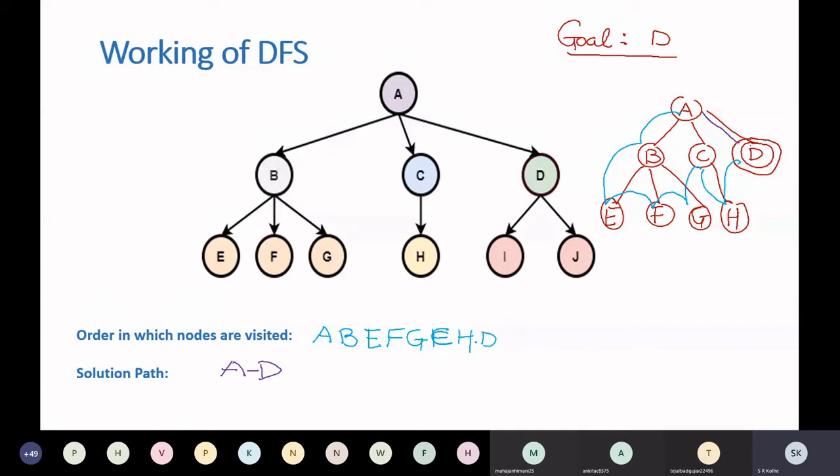So this algorithm has to visit how many nodes to reach the goal node? 1, 2, 3, 4, 5, 6, 7, and 8. A total of 8 nodes the algorithm visited to find the solution, but the solution path is AD. So, did you understand the functioning of the depth first search algorithm?